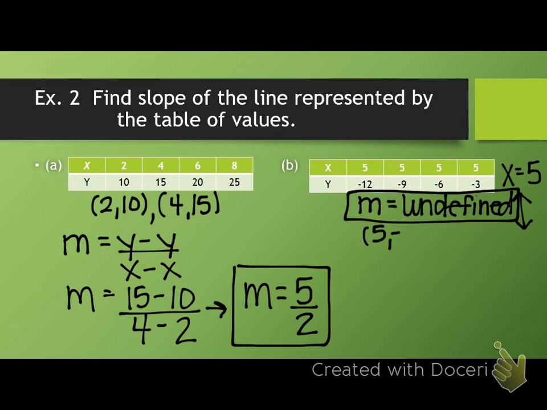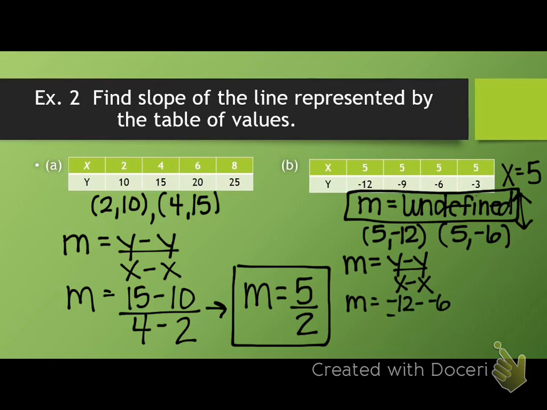So 5, negative 12, and 5, negative 6. We're going to do the formula. So m equals y minus y over x minus x. And I'm going to choose negative 12 minus negative 6 over 5 minus 5. Now, what jumps out at you right here in the slope formula? Double negatives, which become positive. So m equals negative 9 over what? 0.